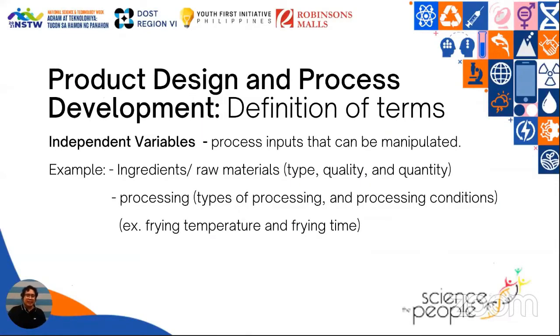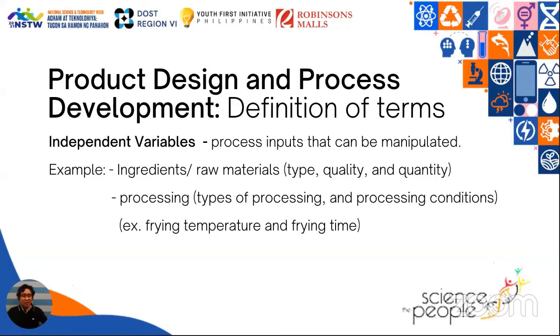Okay, now let's go to definition of terms. As mentioned in the previous slide, we're going to define kung ano itong mga variables na binabanggit ko. Okay, first one is the independent variables. So independent variables are process inputs that can be manipulated. An example of this would be the ingredients that we are going to use in our formulation or yung mga raw materials, no? Type of raw material, quality and quantity.